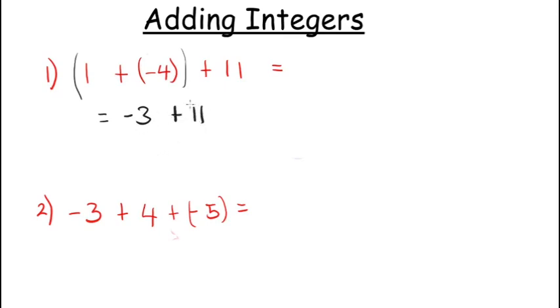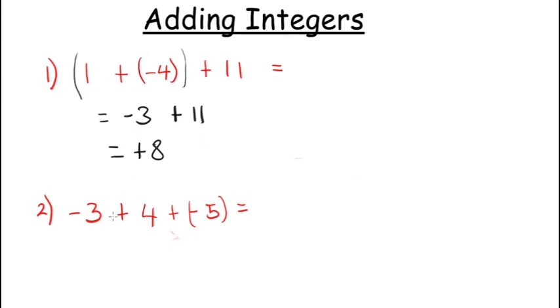Bring back down the plus positive 11. So we have a negative and a positive being added. The same procedure. We subtract the absolute values. So 11 minus 3 gives us 8. And the answer will take the sign of the bigger integer. The bigger integer is positive 11. So the answer is positive 8.